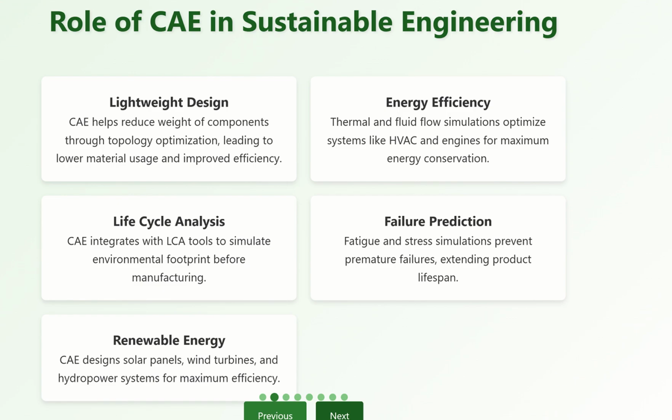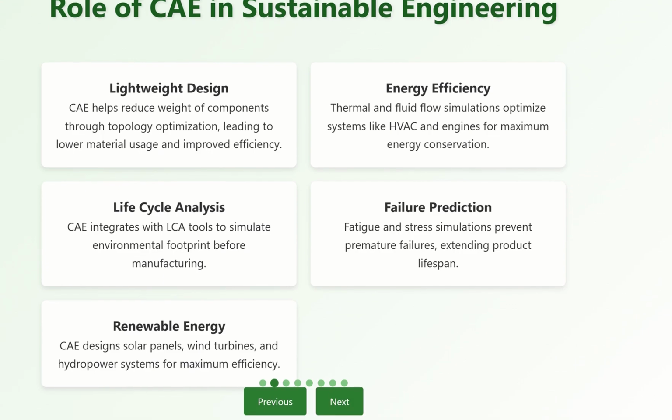Number two, it helps to improve energy efficiency, because you're able to do what we call thermal and fluid flow simulations. Thermal and fluid flow simulations will always help to optimize systems, like heating, ventilation and air conditioning, or engines, to maximize energy conservation. So you can do thermal and fluid analysis to ensure that you save energy. Because you're also designing these systems to save energy, it means that you are selecting the right material for the right usage within the domain of engineering.